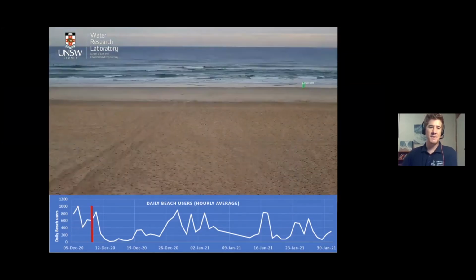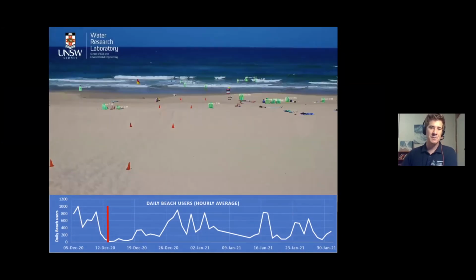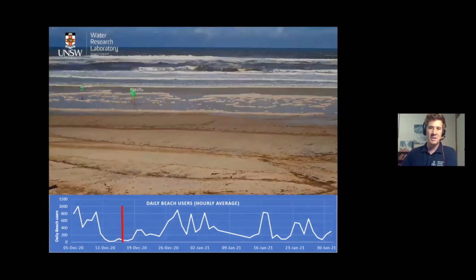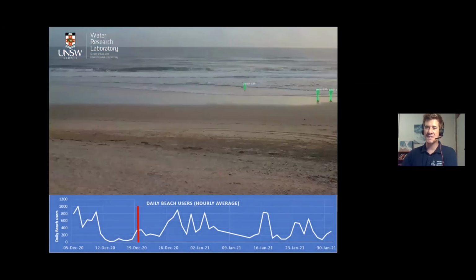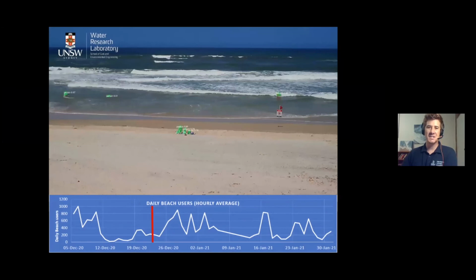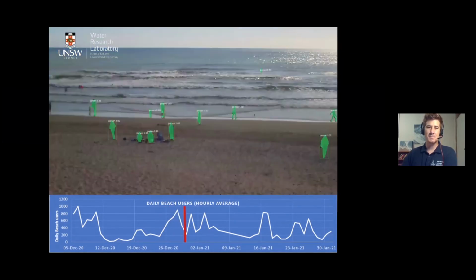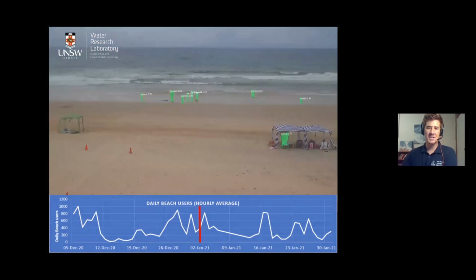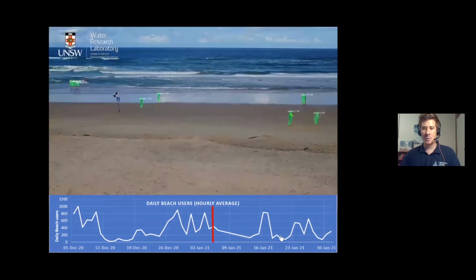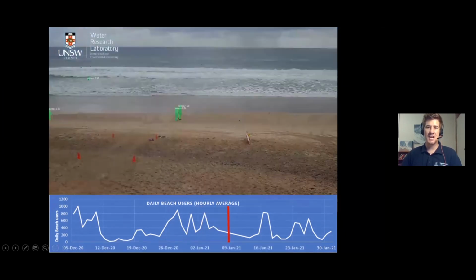You can see there was a very busy day just at the start of December 2020, and then a storm hit, which kept a lot of people away from the beach as the cyclone smashed the beach, and it wasn't particularly nice. Coming into the Christmas period, we had a lot more people down at the beach. And then we move forward through to the end of January.